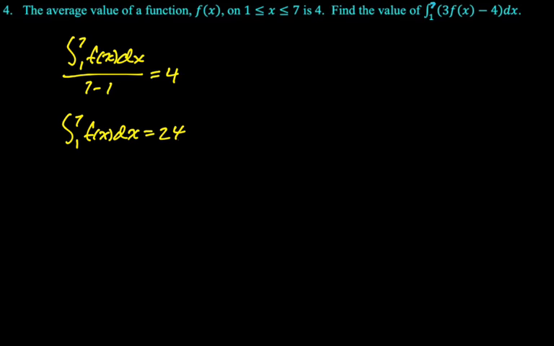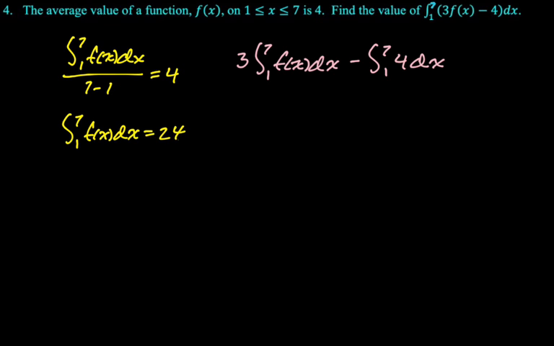I'm going to take the integral that we're trying to find, and I'm going to break it up using a lot of properties of integrals, right? So there's the integral of a sum or difference is the sum or difference of the integrals, and a constant multiple can be factored out, which gives me 3 times the integral from 1 to 7 of f of x, and then minus the integral from 1 to 7 of 4 dx.